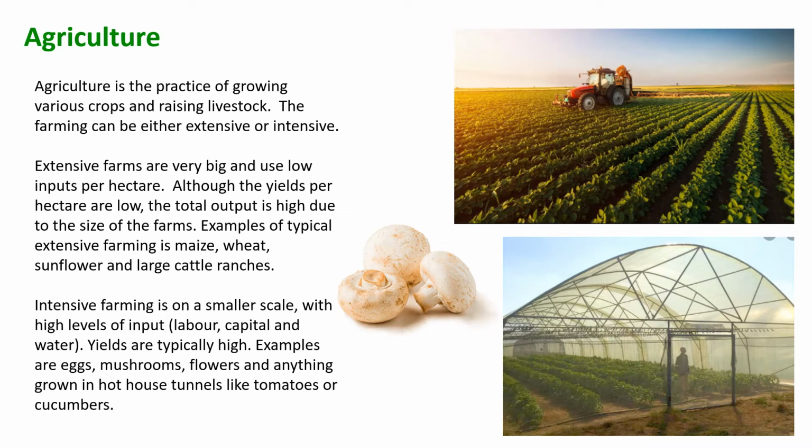If we look at intensive farming, it's a much smaller scale with high levels of input, so it's labor intensive, needs a lot of capital to get going, and uses a lot of water. The yields are typically very high, and examples of these are eggs, mushrooms, flowers, anything that's grown in those sort of hothouse tunnels. Tomatoes and cucumbers are good examples of these.